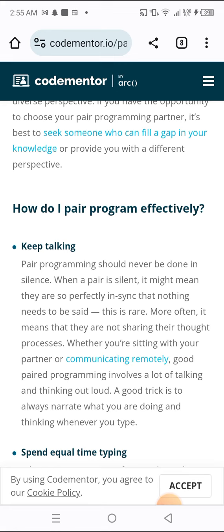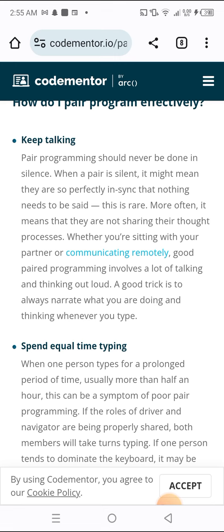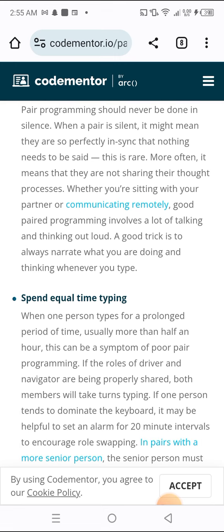Good paired programming involves a lot of talking and thinking out loud. A good trick is to always narrate what you are doing and thinking whenever you type. Spend equal time typing. When one person types for a prolonged period of time, usually more than half an hour, this can be a symptom of poor pair programming.